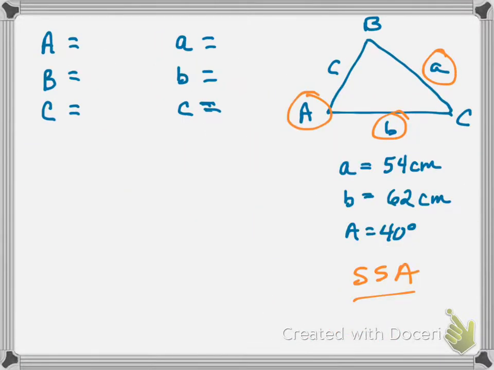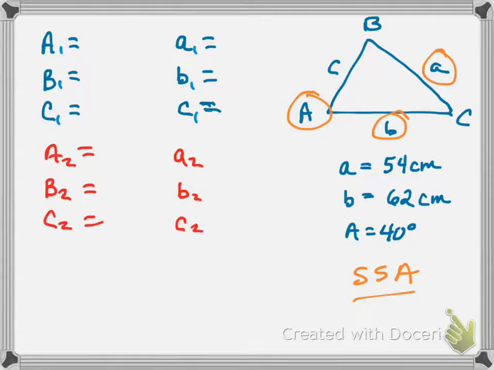So I have to assume that there's possibly a second triangle. So I'm going to label, if I have a second triangle, that means I end up with 12 answers. So I'm going to call this triangle 1. And it's possible the second triangle exists, and we'll call it triangle 2. So A2, B2, C2, and lowercase letters for all those as well.